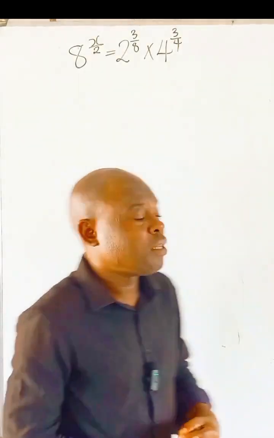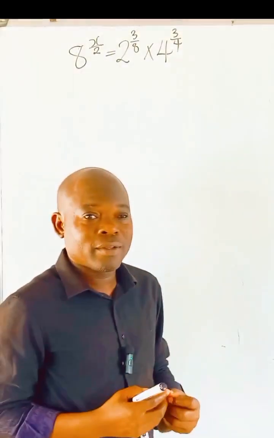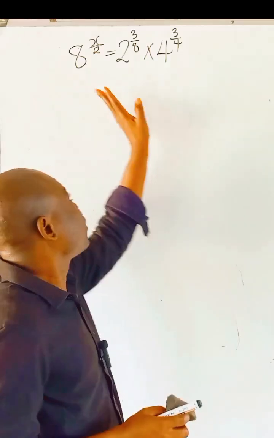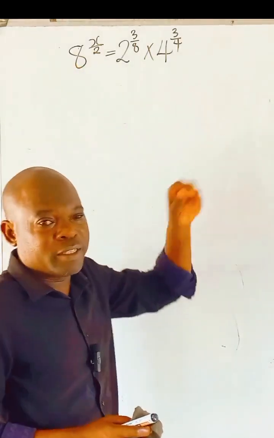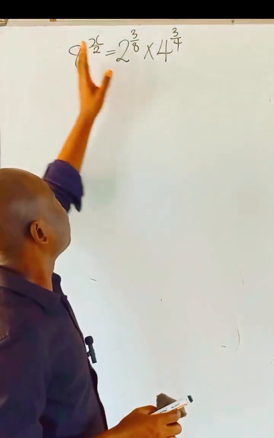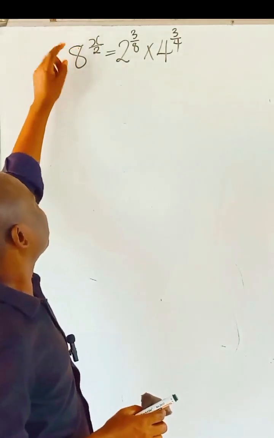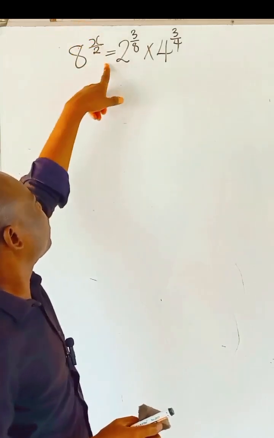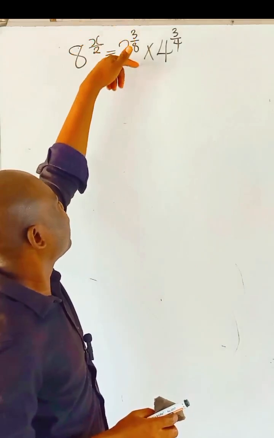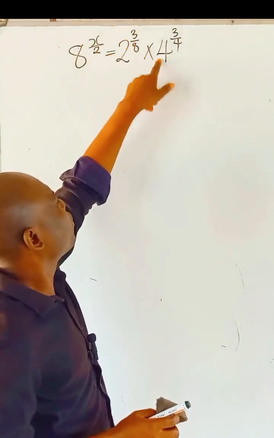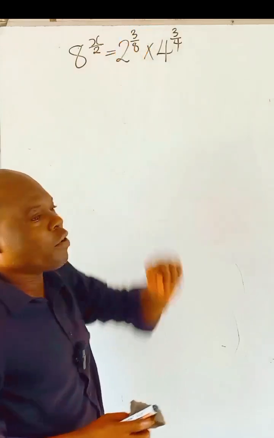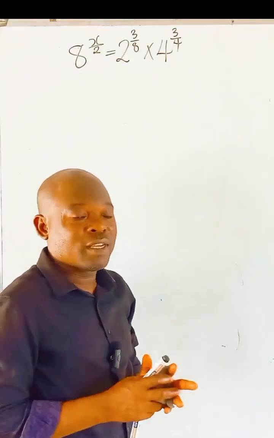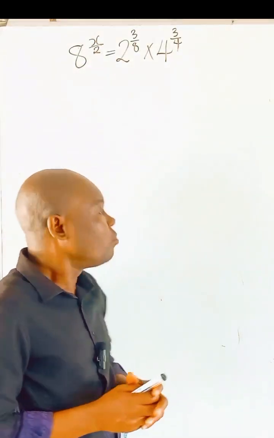Let's get this solved. We should discuss the rules of exponents, and we are going to use this example to get that explained. We have 8 raised to the power of x over 2 equal to 2 raised to the power of 3 all over 8 times 4 raised to the power of 3 all over 4. We have to use this to explain one of the rules of exponents.